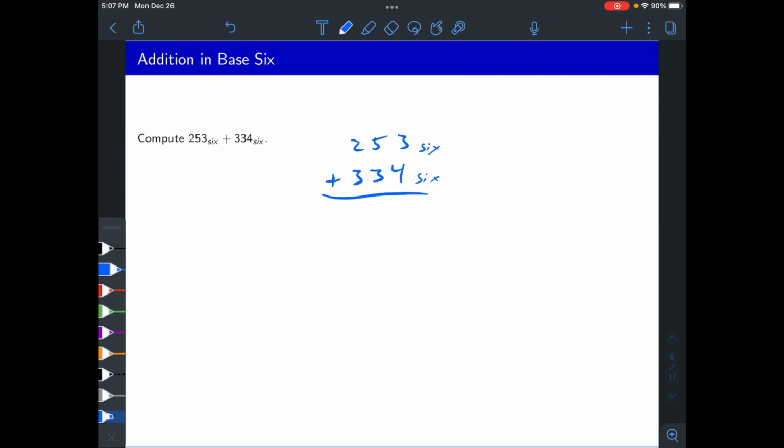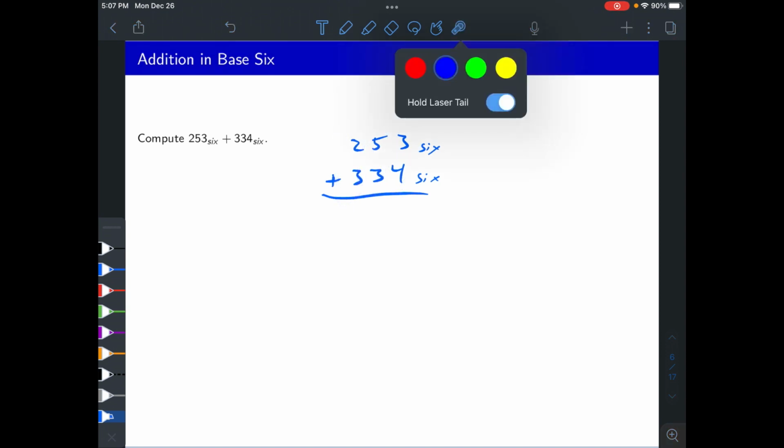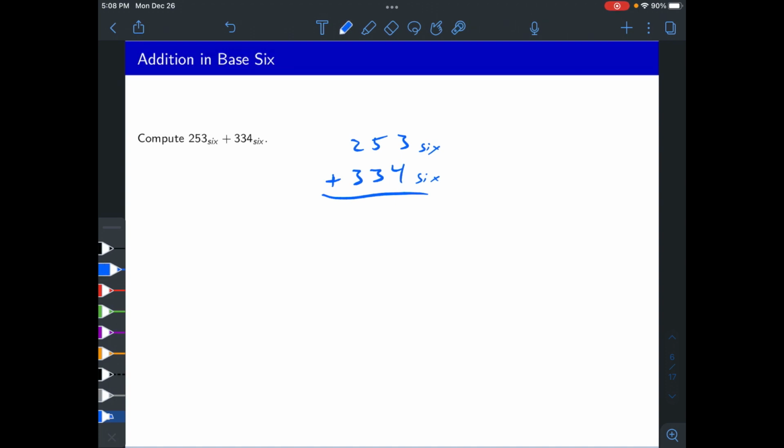So if you are feeling comfortable, maybe pause the video and try this on your own. You'll have to do stuff like 3 plus 4 base 6, 5 plus 3 base 6, 2 plus 3 base 6, and think about carrying, when do you make groups of 6, and so on. I think it's a good exercise to try this right now if you have not already. So I'll give you a second to pause.